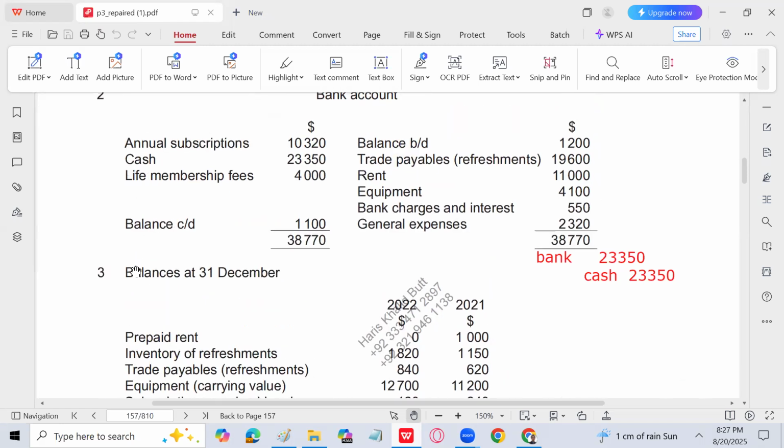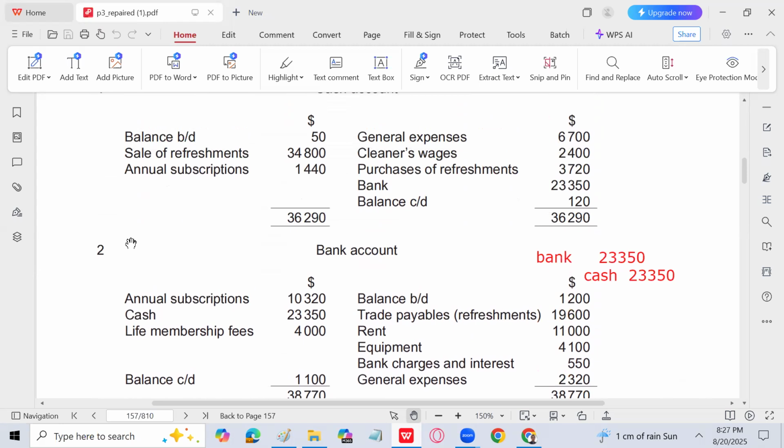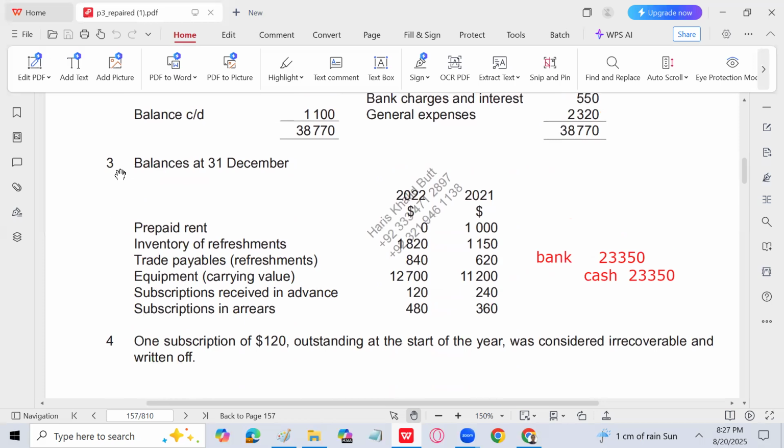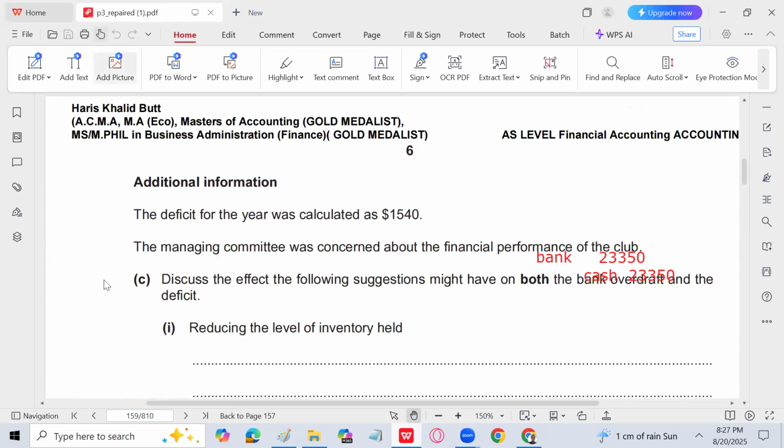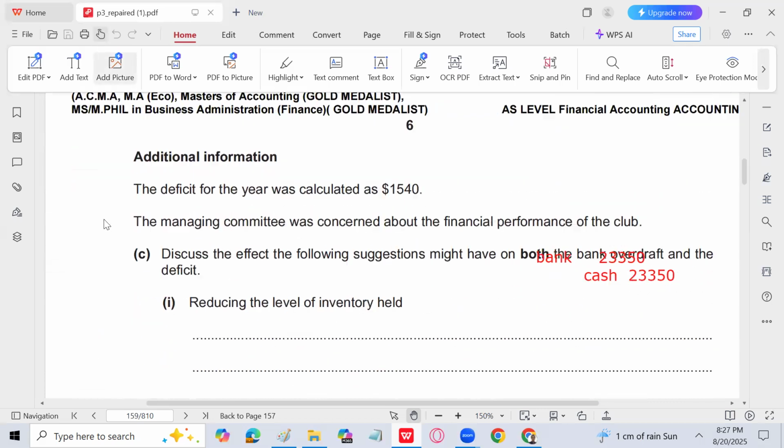Other expenses are rent 11,000, bank charges and interest 550, general expenses 2320 will also come, and cleaner general expenses of 6,700 through cash will also come. We'll add them up, and cleaners wages will also come as an expense, and that will be 2,400. And after subtracting this, we'll get a deficit, which is given in the question, because income and expenditure account is not required. And he said that the deficit for the year was calculated as 1,540. So though we have an investment trading profit, currently we are facing a deficit of 1,540.